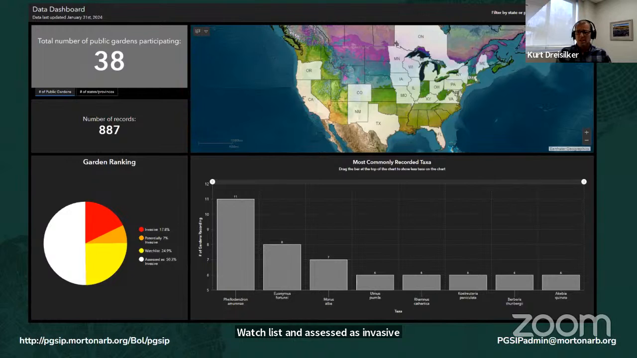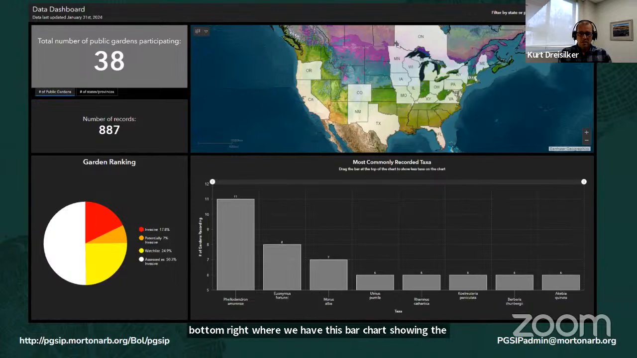You can see in the map on the top right where the gardens are coming from, represented by states. Note that the garden names are not shown in this image. And then perhaps where most people want to look is the bottom right, where we have this bar chart showing the number of gardens recording various taxa.